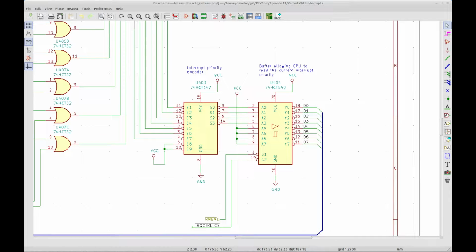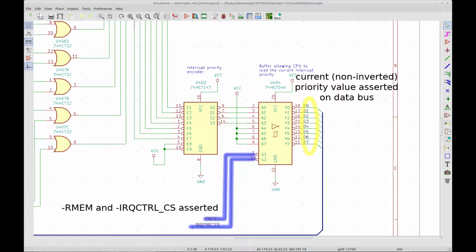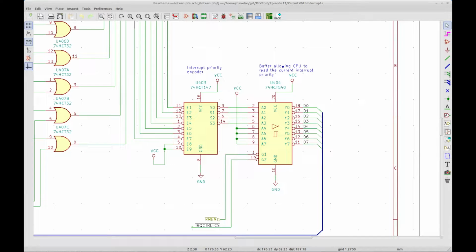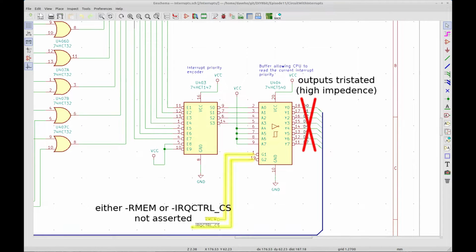In addition, by driving the 748CT540's G1 and G2 inputs with the memory read signal and the interrupt controller's chip select signal, the outputs of the buffer are only actively driven when the CPU has explicitly requested to read the current interrupt priority value. If either the memory read signal or the chip select signal is not asserted, then the buffer's outputs will be tri-stated and thus will not interfere with any other device that is using the data bus.